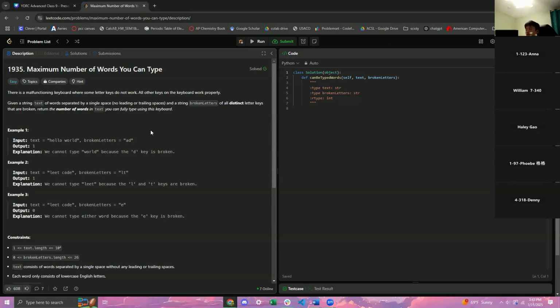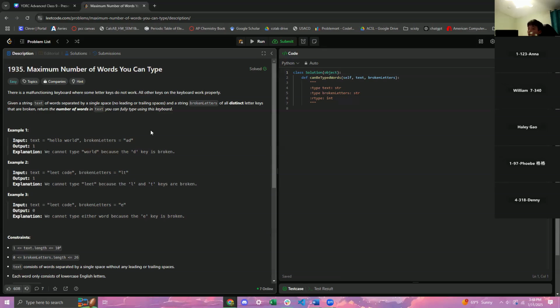You can question yourself why. Why is world not able to be typed out when the letters A and D are broken? Well, A doesn't exist in world, but D exists in world. The last letter of world is D, but the letter D is broken, so we can't write the word world. It doesn't work, so now we know why our answer is one. If you followed example two, example three, I'm going to skip those for the interest of time, but it's the same thing. So now we have a general solution in mind.